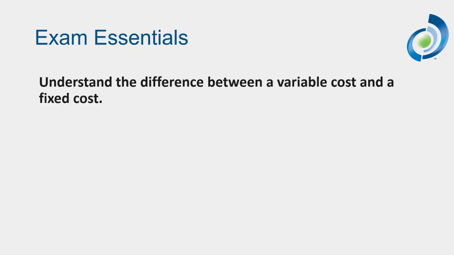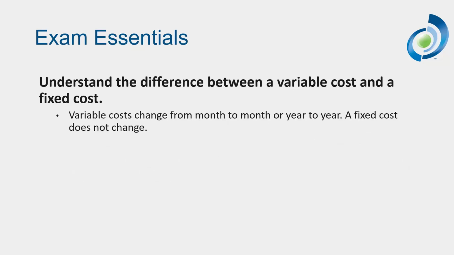Understand the difference between variable cost and fixed cost. Variable cost change from month to month, year to year. Fixed cost does not change. So remember, fixed cost is your mortgage. A variable cost are the utilities to your home.